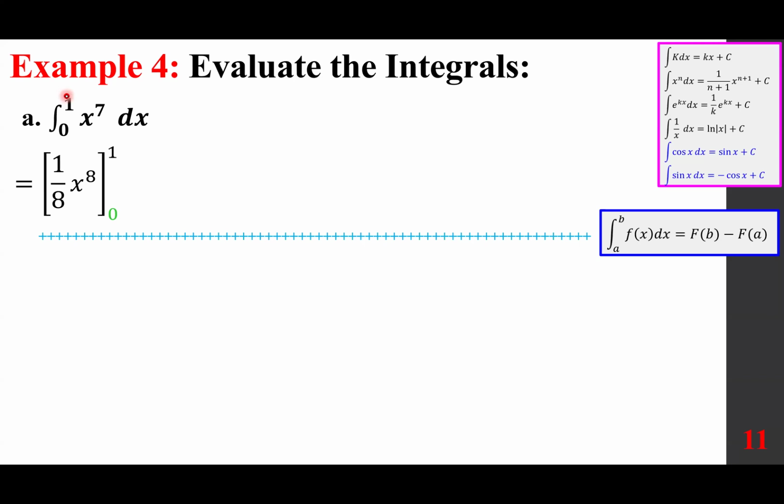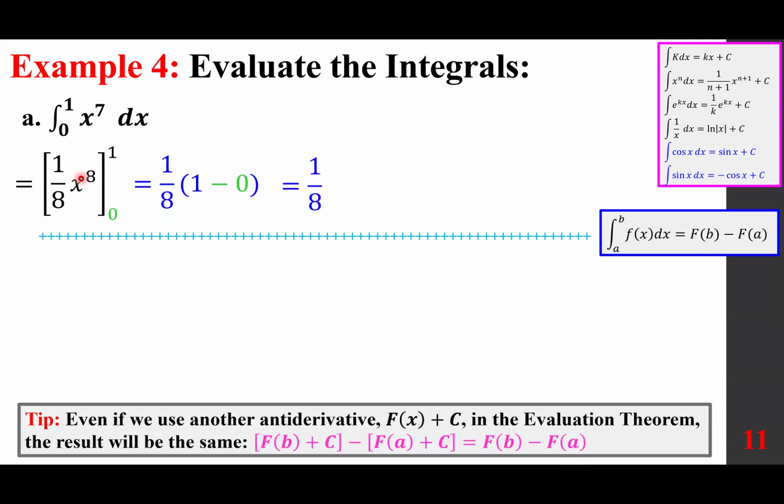This is not a function. This is a number. So 1/8. You plug in 1, you get 1 to the power of 8 is 1. This is 0, and you get simply 1/8. And here's the tip, which is extremely important. Even if we use another antiderivative, in other words, capital F of x plus c, in the evaluation theorem, the result will be the same, because capital F of b plus c minus capital F of a plus c, these two cancel each other. So there is no reason to waste time.